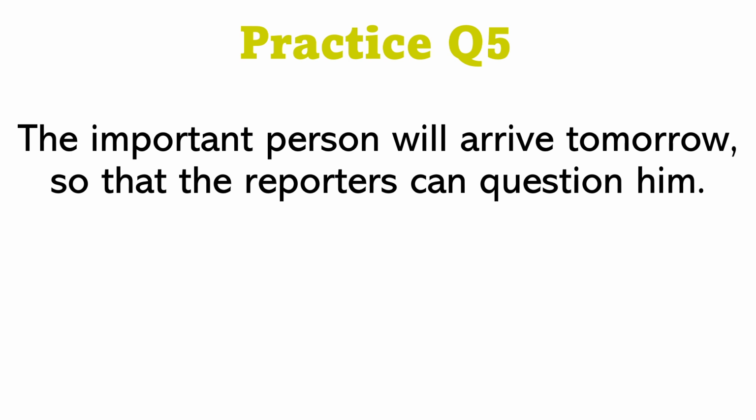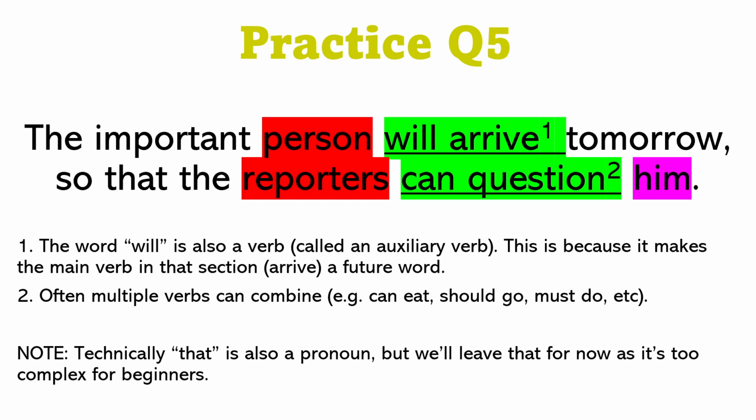Go to the answer now. The important person will arrive tomorrow so that the reporters can question him. Obviously, we've got our nouns, person, and reporters. Reporters is a plural, so we're talking about more than one person, but that's okay. It's still a noun. Those ones in red are nouns. We've got him at the end, which is pink because it's a pronoun.